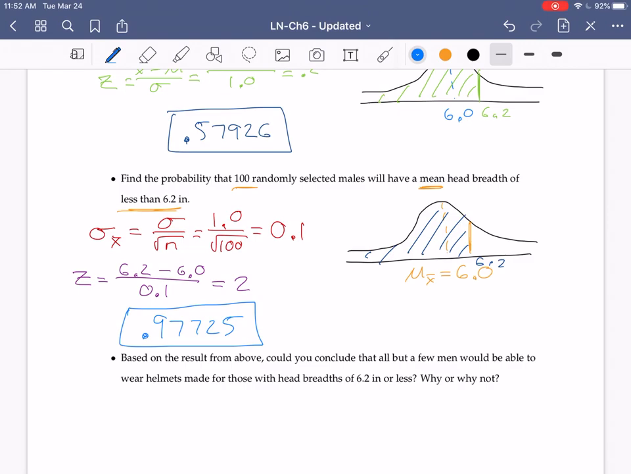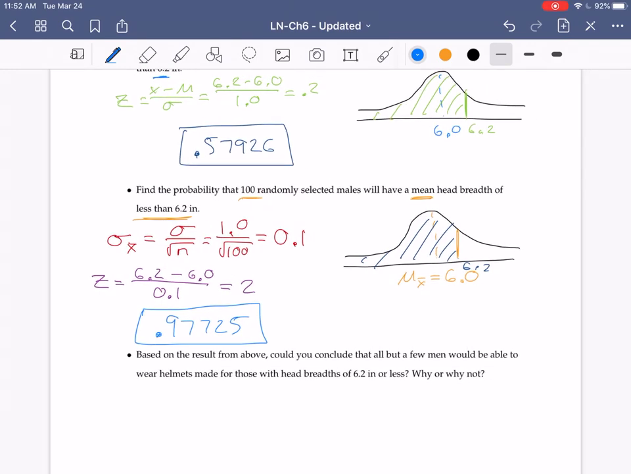So, based on the information from above, could you conclude that all but a few men would be able to wear helmets for those with head breadth of 6.2 inches or less? Why or why not? Right, so which is more meaningful, the 0.57926 probability or the 0.97725? Well, you should ask yourself, are helmets worn by an individual or are they worn by groups? Helmets are worn by an individual. So what's true of the individual has more impact than the entire group, right? If I have a little bit of extra space in my helmet, I can't share that space with you or someone else. They can't put part of their head in the same helmet, right?